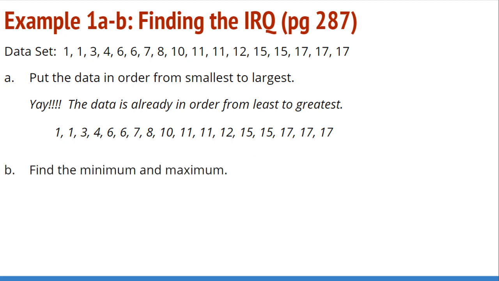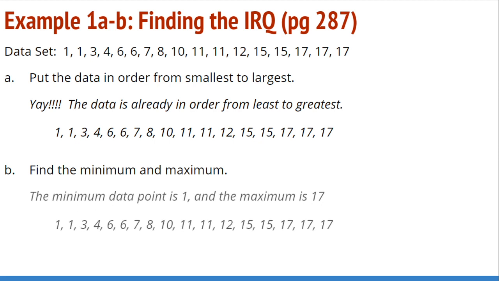Second thing we want to take a quick look at is what is the minimum and what is the maximum. And in this case, we've got the minimum as 1 and the maximum as 17. Whenever I look at a data set, I always like to have some idea of where is it starting and where is it ending at. Where is the beginning, where is the end? So step 1, put it in order. Step 2, take a quick look and say where is our minimum and what is our maximum.